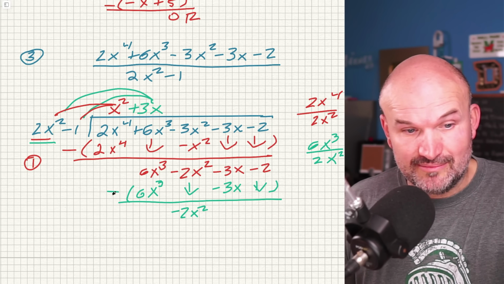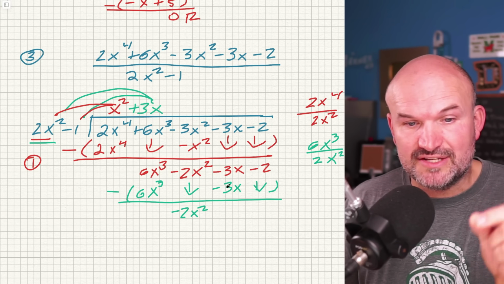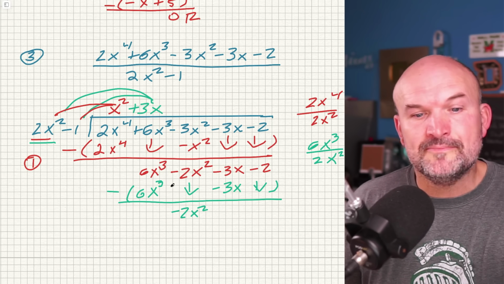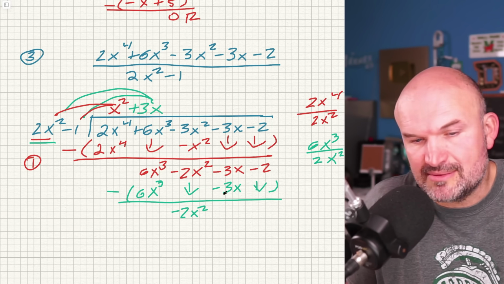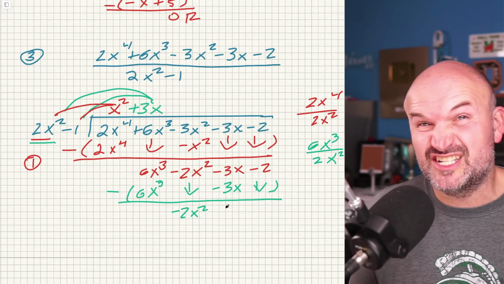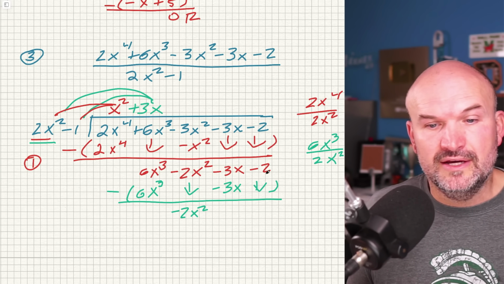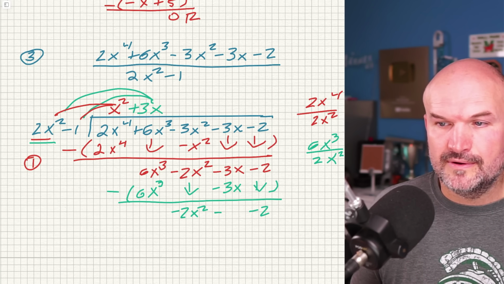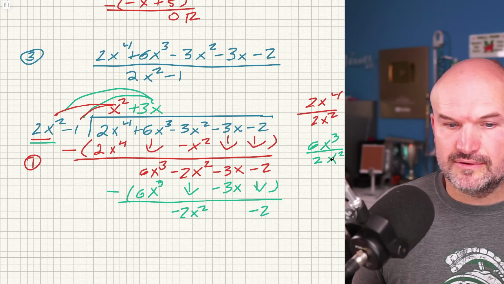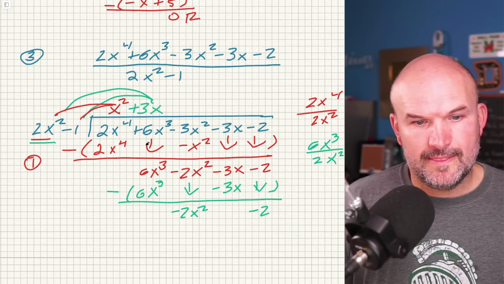That's interesting, right? Negative minus a negative, that's a positive. Negative 3x minus a positive 3x, or negative 3x plus a positive 3x. I guess the way you can think about it, it's just going to be 0x. So I'll leave that off. And then we can bring down our negative 2. Let's leave it over there. I don't want to confuse things. Okay, and there we go.